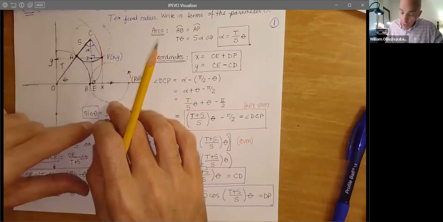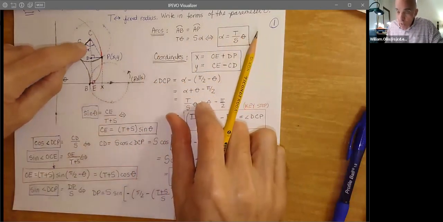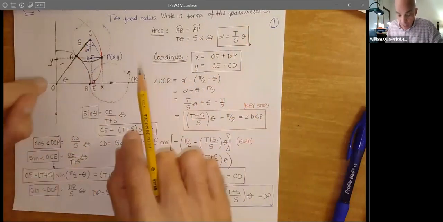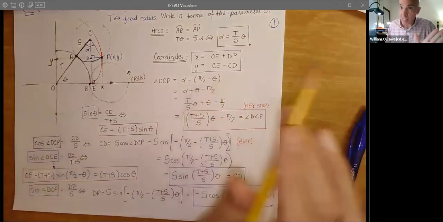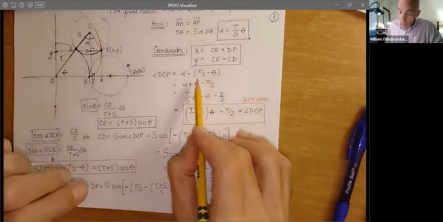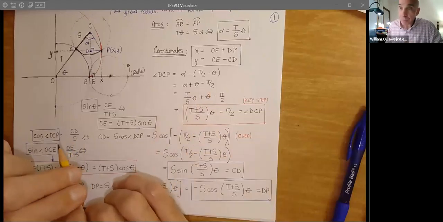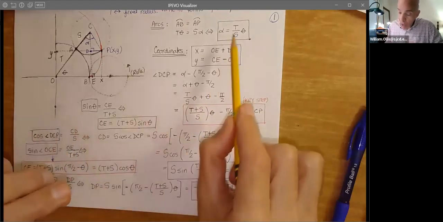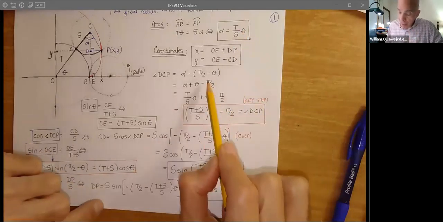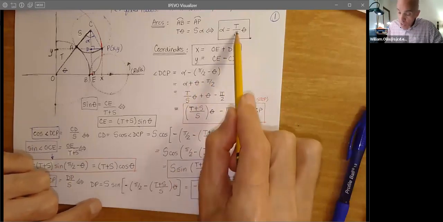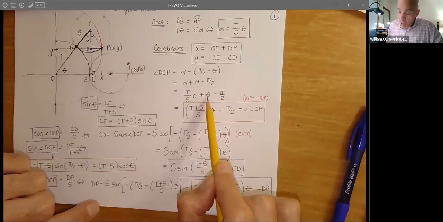So we have angle DCP. Now angle DCP, notice this is theta. This acute angle is just pi over two minus theta using the complementary status. And so we subtract that from alpha. So DCP is alpha minus this smaller angle, which is pi over two minus theta using the big triangle. And then of course, that's simple Euclidean geometry. Distribute the negative. So we get alpha plus theta minus pi over two.